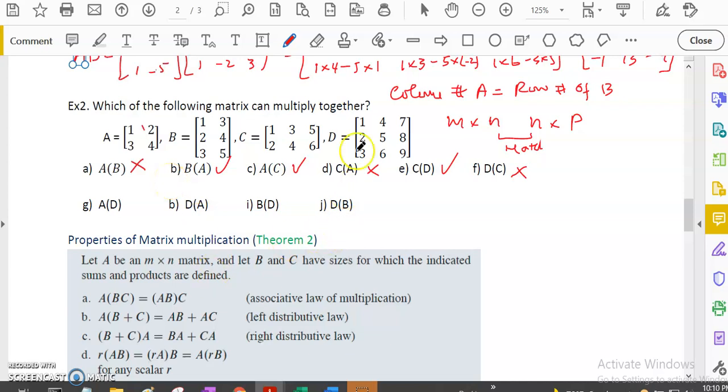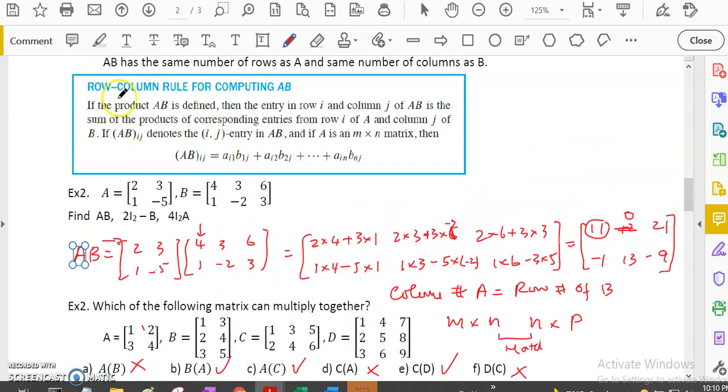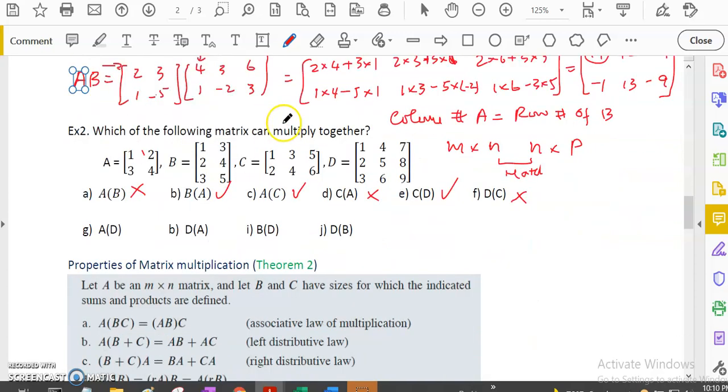We know how to multiply from the first video, where the most popular method is the row column rule, and you need to know that the restriction is that the number of columns in the first matrix has to equal the number of rows in the second matrix.